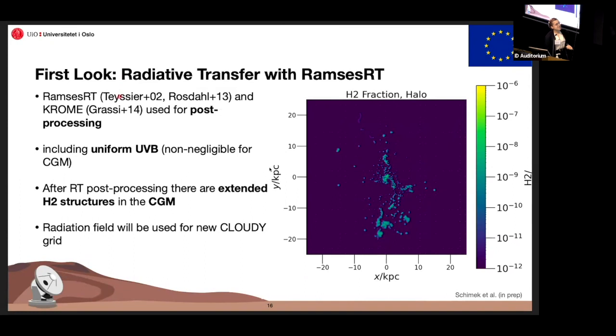We can see here the H2 fraction for the whole halo, and we can see extended H2 structures actually, and they are much more prominent if we don't have UVB. So we see that it's quite important to actually include it. But now, last week it finished the run, so we now have the radiation at 10 different bands, and what we're now going to do is find a way to properly include this in the Cloudy modeling, make the Cloudy grid, and then actually see what kind of emission we get.